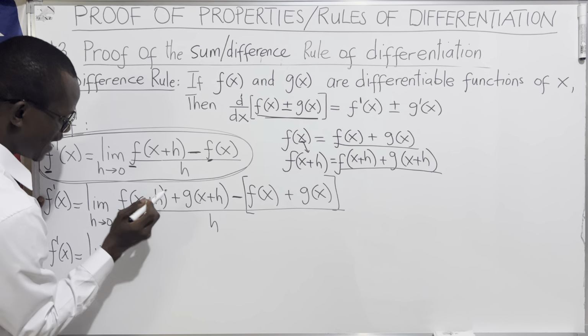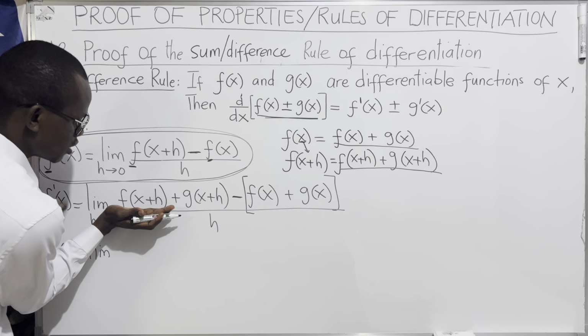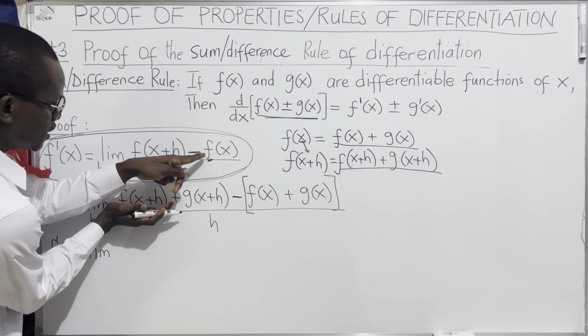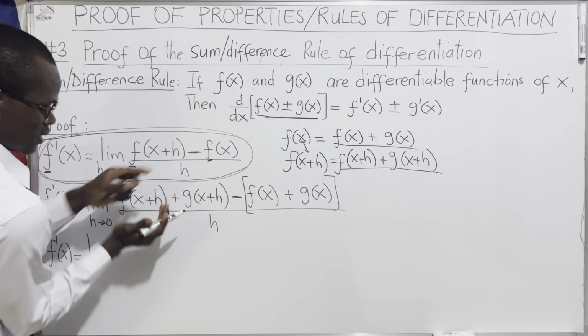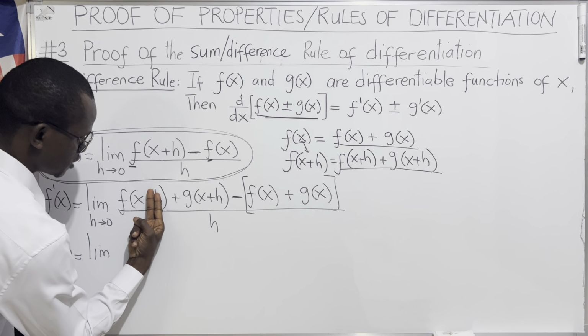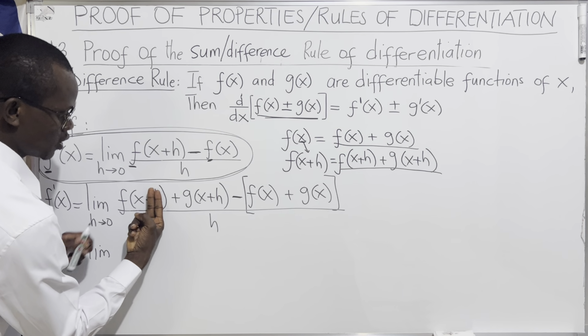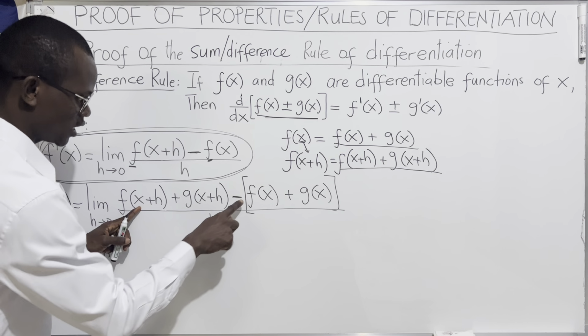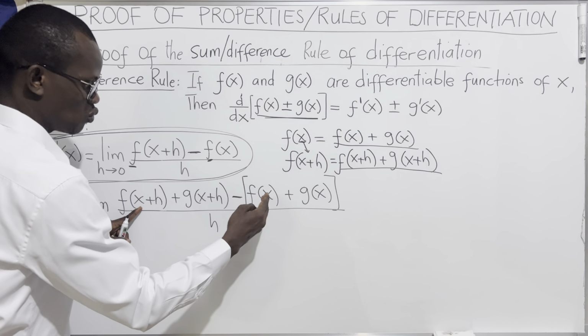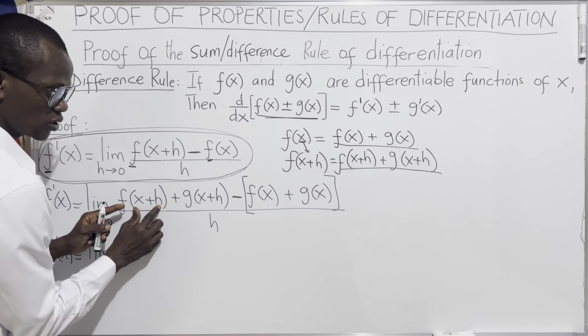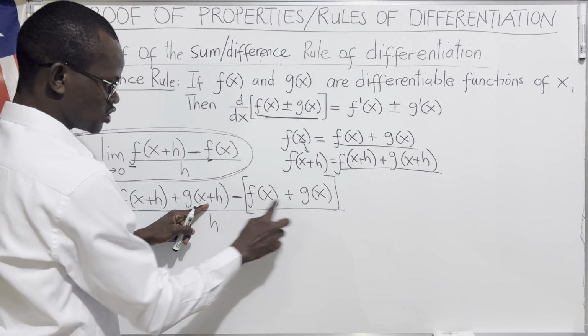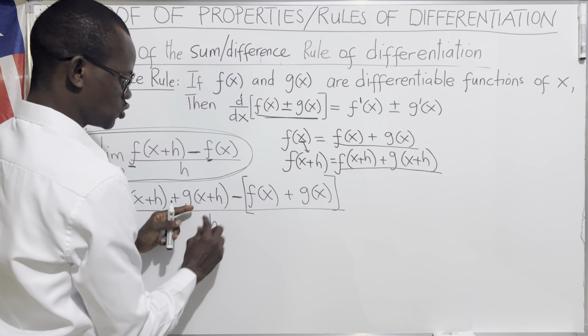So to pair this f of x plus h with another function, it must be f of x. The h that was added to it should not be in the next function. So you see f of x plus h, and then here you see f of x. So we paired this function and this function. g of x plus h and g of x, we pair these two.